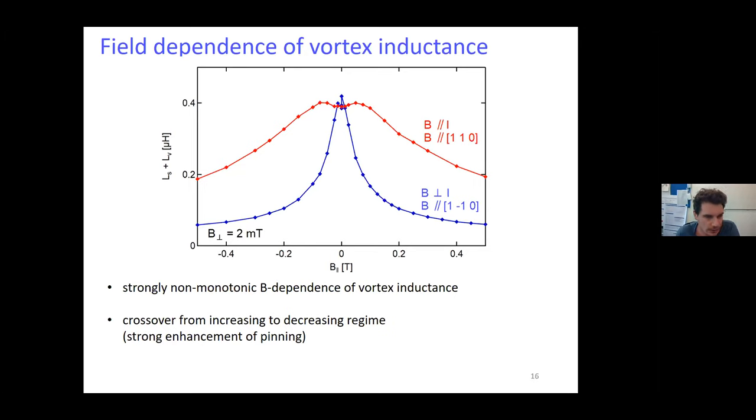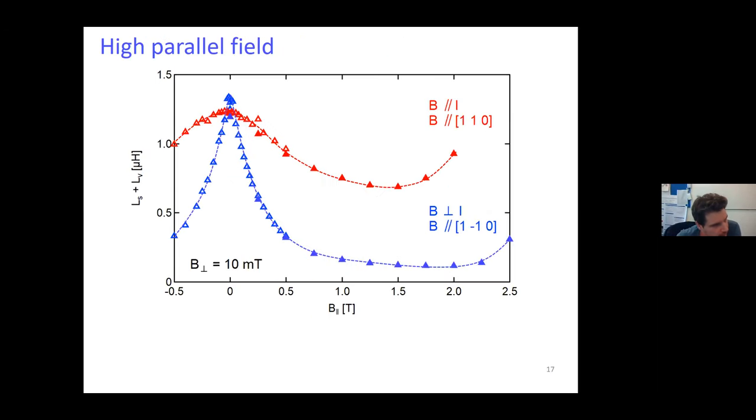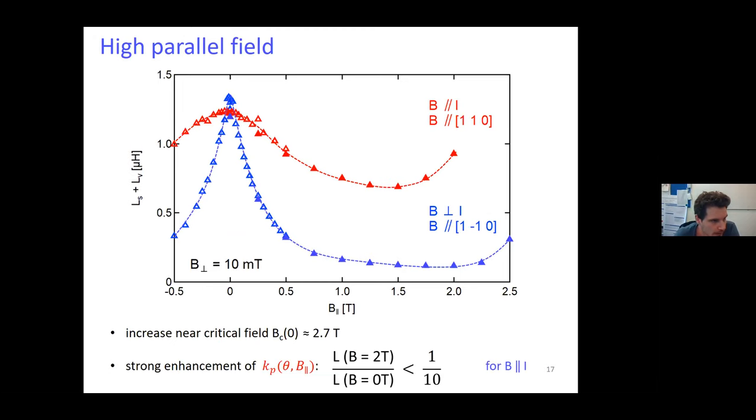At last, we wanted to study what will happen in very high fields. And what we found was that the vortex inductance increases again at very high fields because we reach the critical parallel field. And for intermediate fields, we see this minimum. Here we find enhancement of the pinning, which is then in competition with pair breaking effects that eventually let the inductance diverge again. So the question is where this strong pinning comes from.